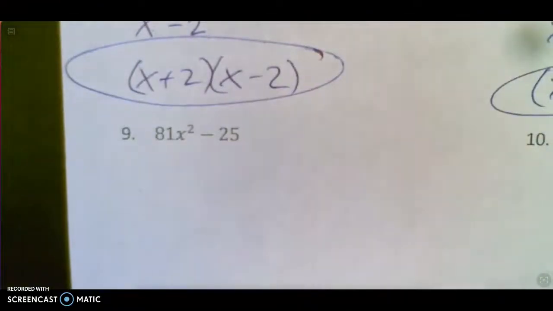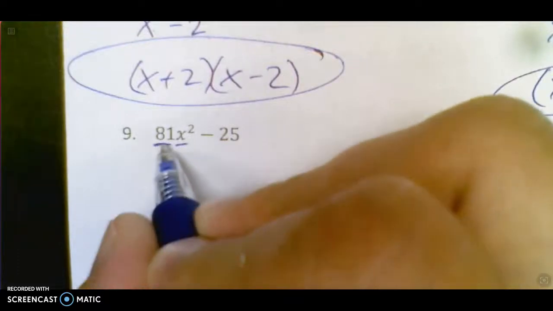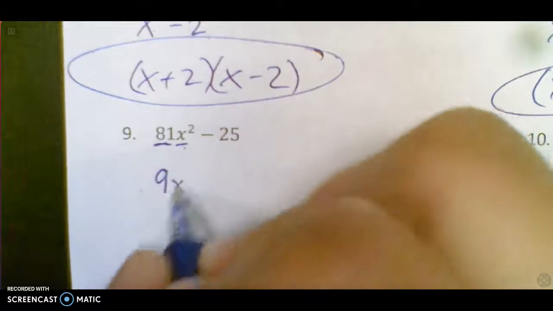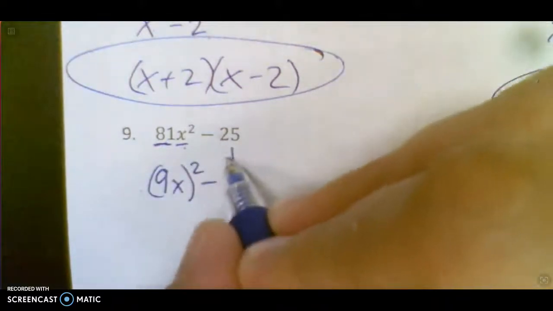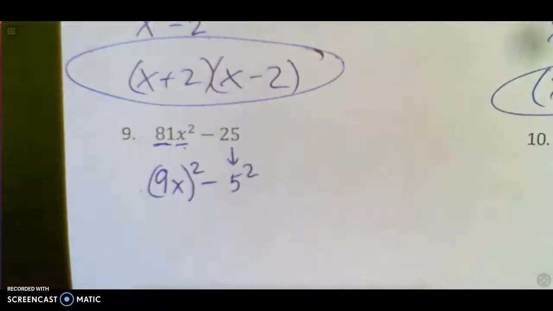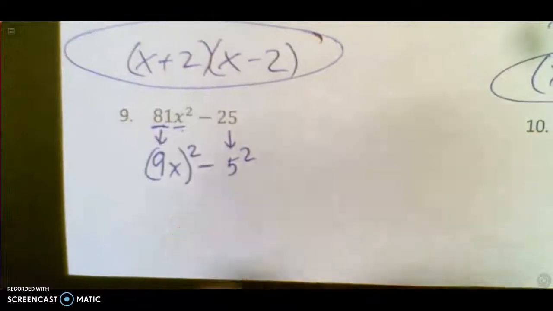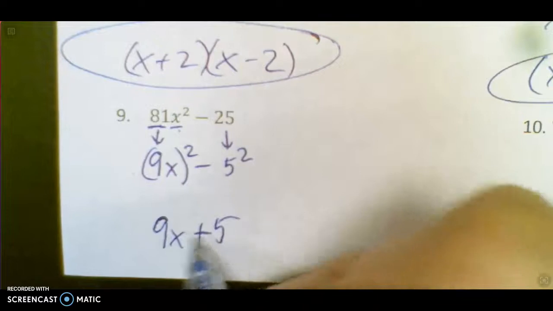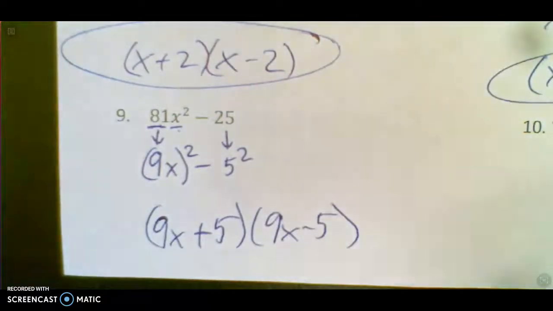Similarly, still 2 terms, so I'm going to try it again. 81 and x squared. Okay, so that has a nice square root, and so does that. I can rewrite this as 9x quantity squared. And I can rewrite this as 5 squared. So there are 2 terms. I look to see if they're perfect squares. They are, which means one of my answers is 9x plus 5. The other factor is 9x minus 5. These are kind of nice when you get the hang of them.